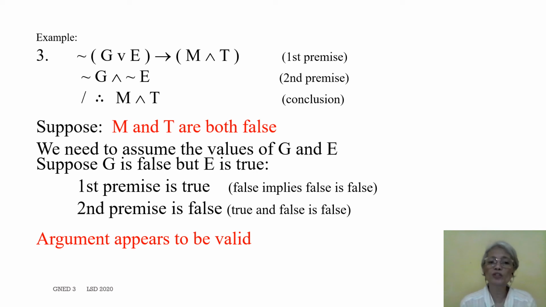What about if G is false and E is true? G is false, E is true, therefore this is true, and we want the negation of that, so it becomes false. False implies false is true. What about the second premise? E is true, therefore not E is false. Therefore, this conjunction is false. So when G is false, E is true, and M and T are both false, we are able to find the second premise to be false, making the argument appear to be valid.